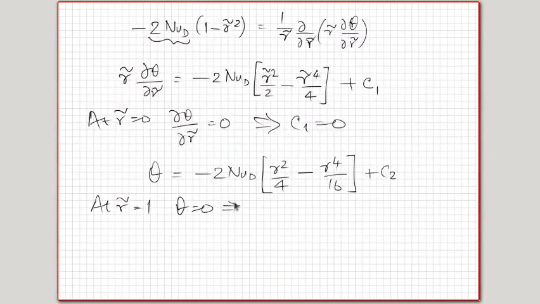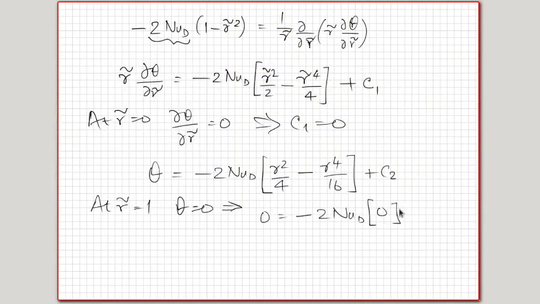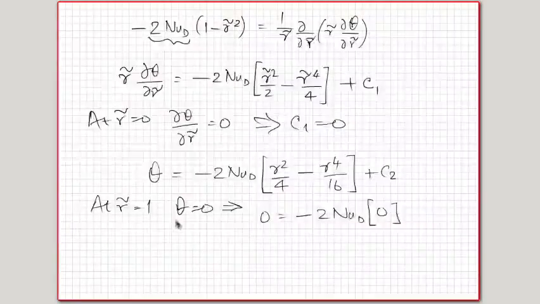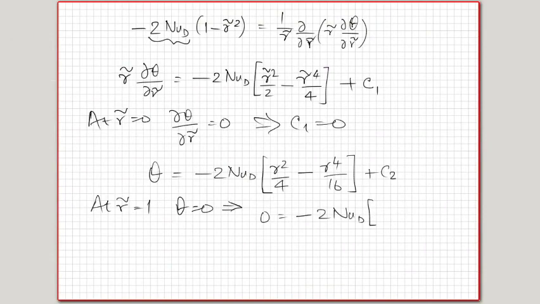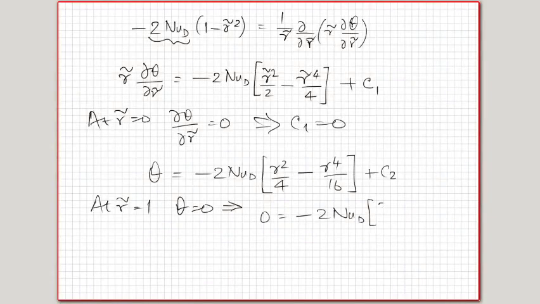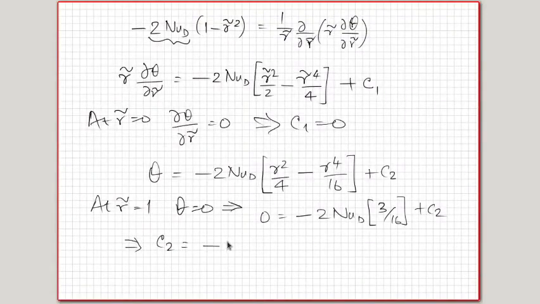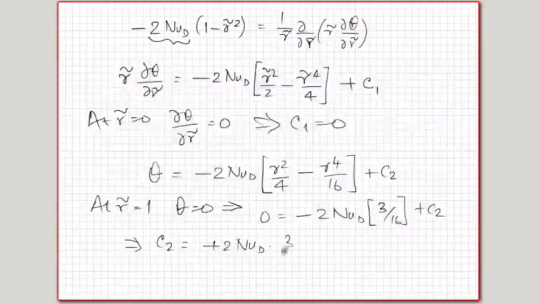Which gives me 0 is equal to minus 2 NUD multiplied by 0. Wait a second. This is R is equal to 1. So it's not 0, but it becomes 1 by 4 minus 1 by 16. So it will become 3 by 16 plus C2. So I get C2 is equal to minus or plus 2 NUD multiplied by 3 by 16.